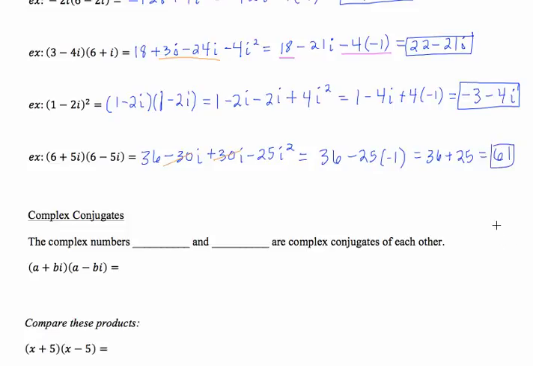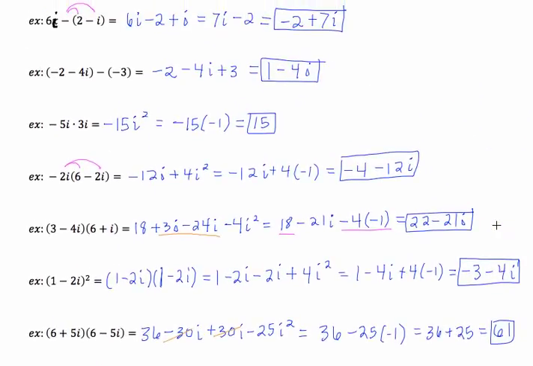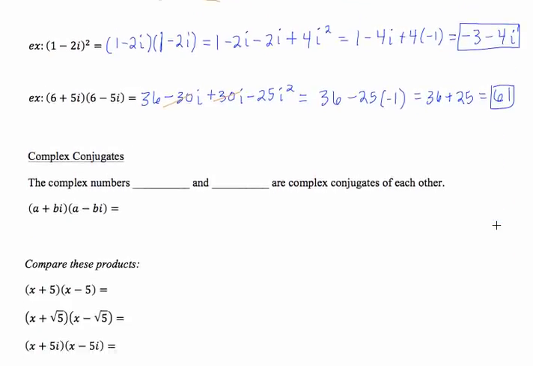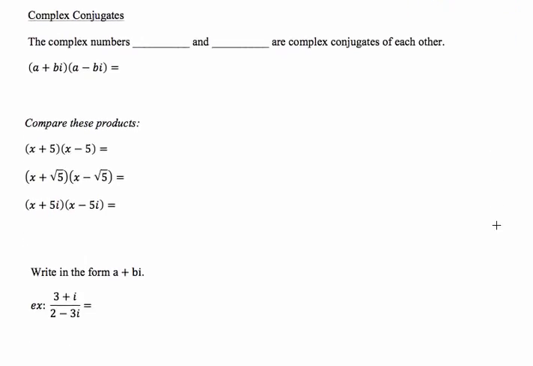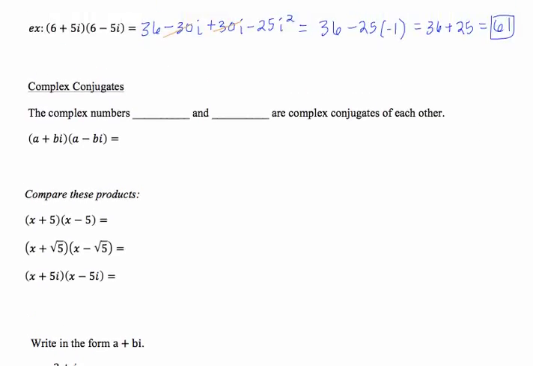Okay, so that's how you add, subtract, and multiply complex numbers. Okay, here's a little new terminology for you. Conjugates, and this is similar to the one that we were just working. That's basically what this is referring to. The complex numbers a plus bi and a minus bi, they're called complex conjugates of each other. Conjugates, we've used that word before. That's where the sign changes.